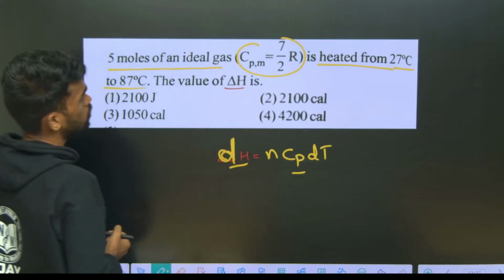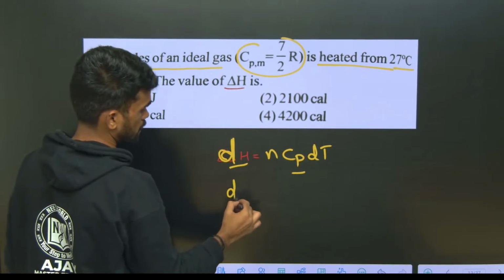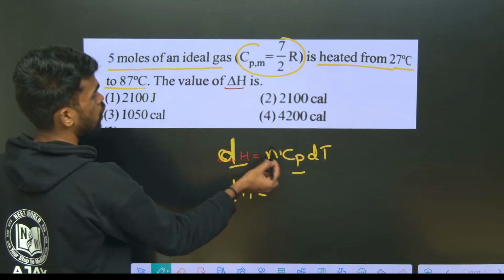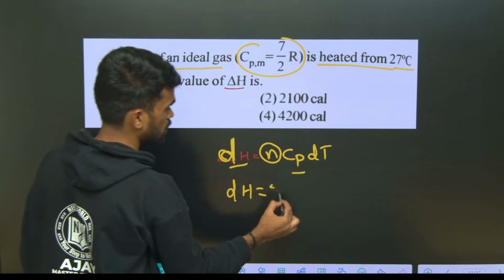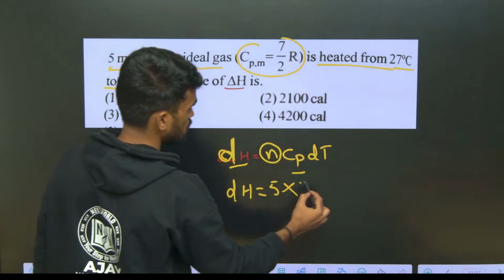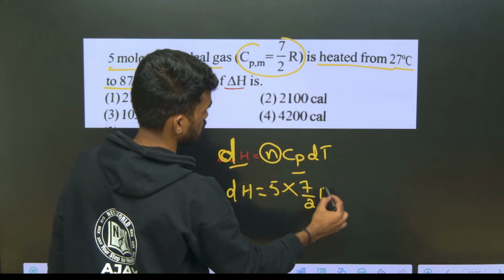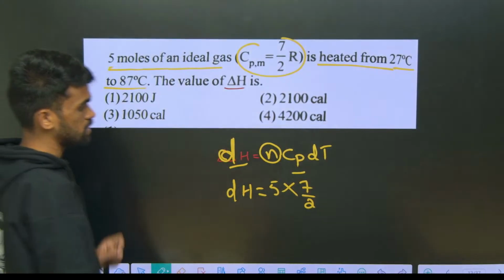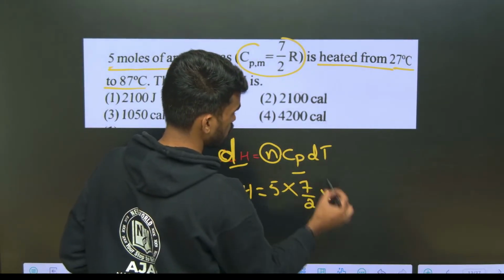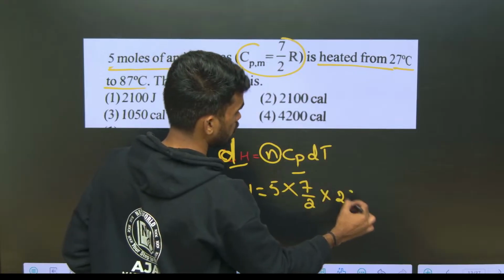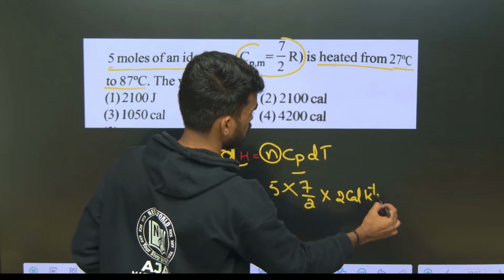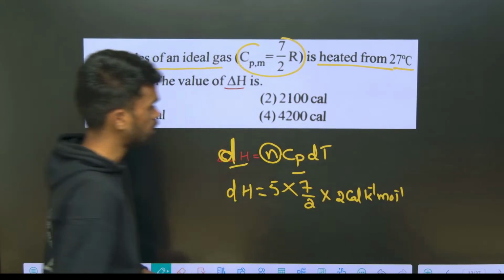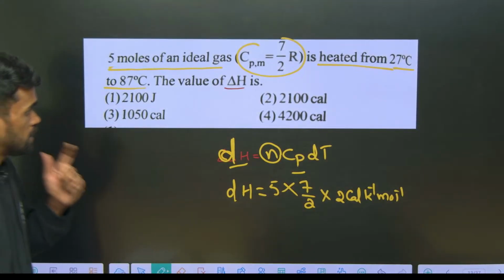Now they are asking this dH or delta H is equals to n. How many moles is it? 5 moles, put here. And what is the Cp mentioned? 7/2 R. That's it. So R, all the answers are in calories here, so you can take R equals 2 calorie per Kelvin per mole. Next, dT is how much?